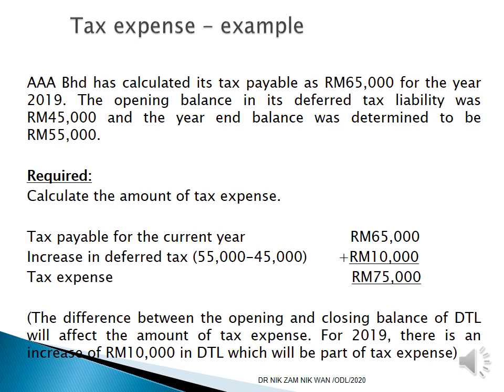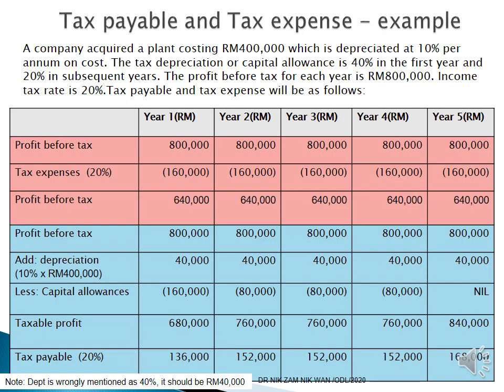So the difference between the opening and closing balance of deferred tax liability will affect the amount of tax expenses. For 2019, there is an increase of 10,000 in the deferred tax liability, which will be part of tax expenses. Okay, let's look at the difference between tax payable and also tax expenses.